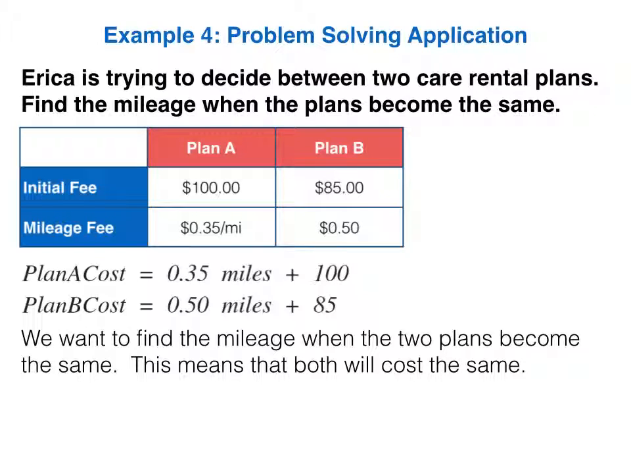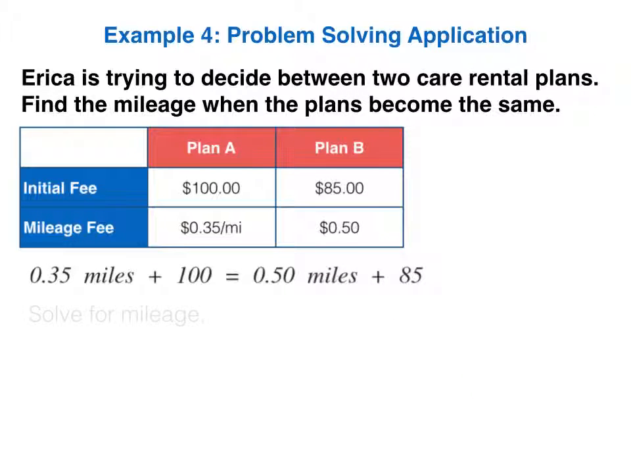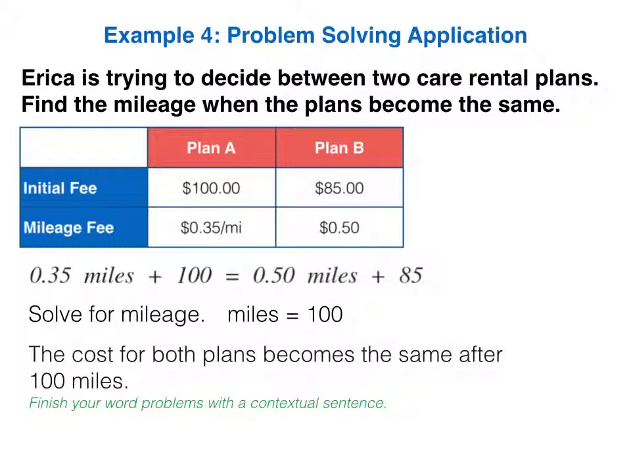We want to find the mileage when the two plans become the same. This means that both will cost the same. So in other words, we want to set the Plan A cost equal to the Plan B cost. By the substitution property of equality, this means that 0.35 miles plus 100 is 0.50 miles plus 85. We solve for the mileage, and we get miles equals 100. The cost for both plans becomes the same after 100 miles. Always finish your word problems with a contextual sentence.